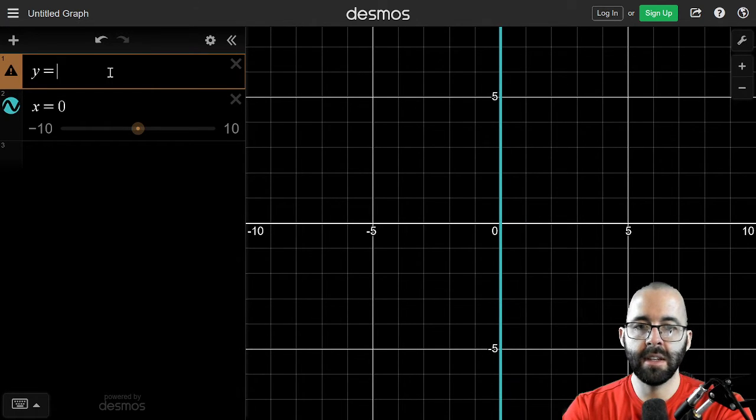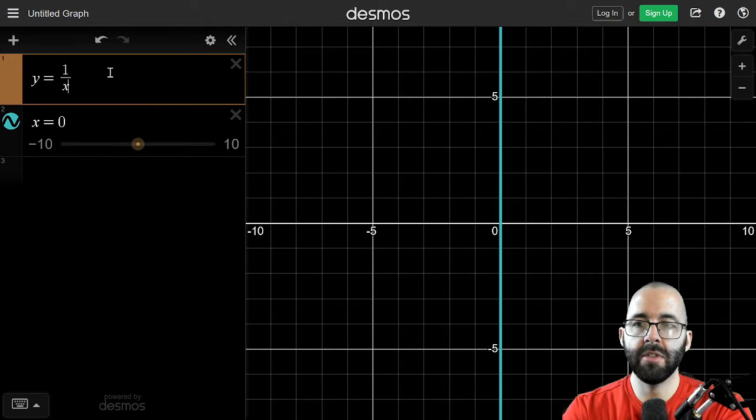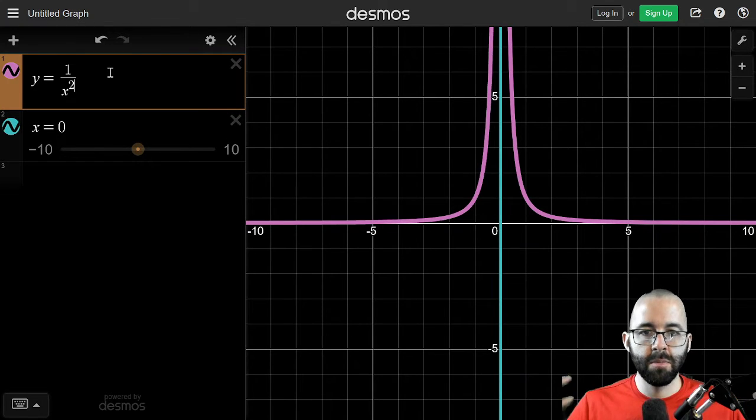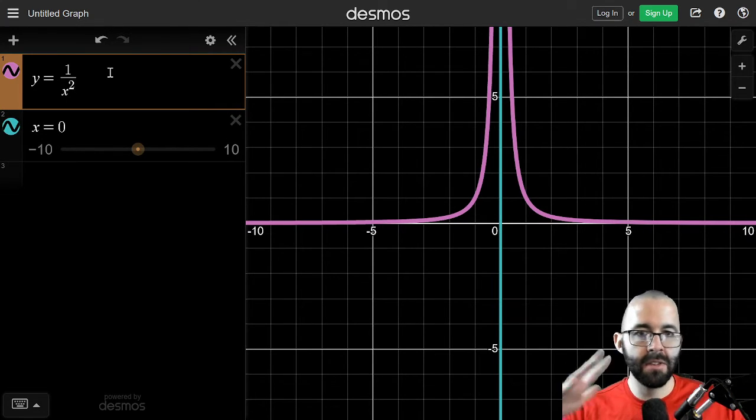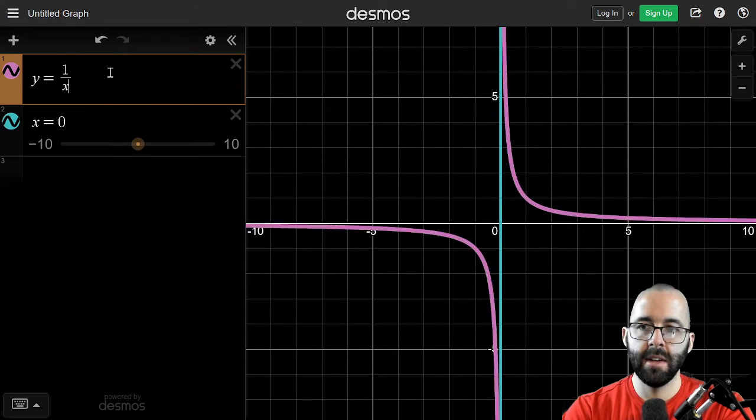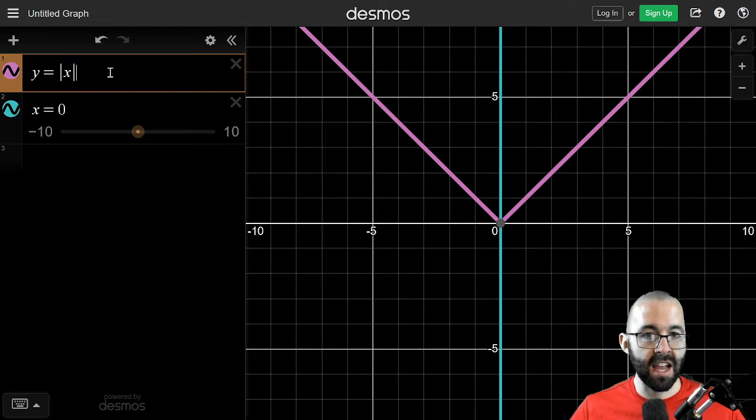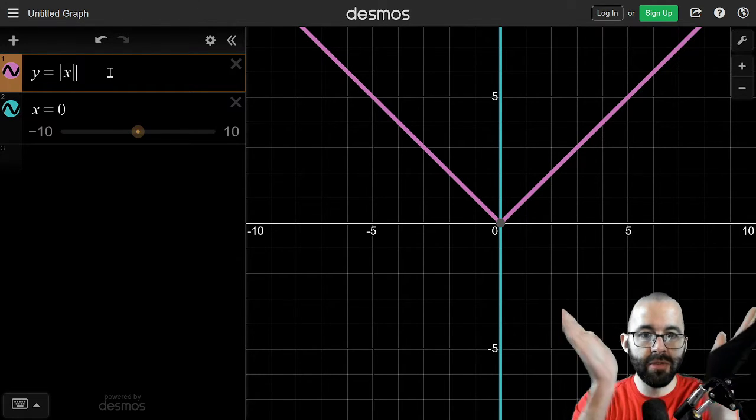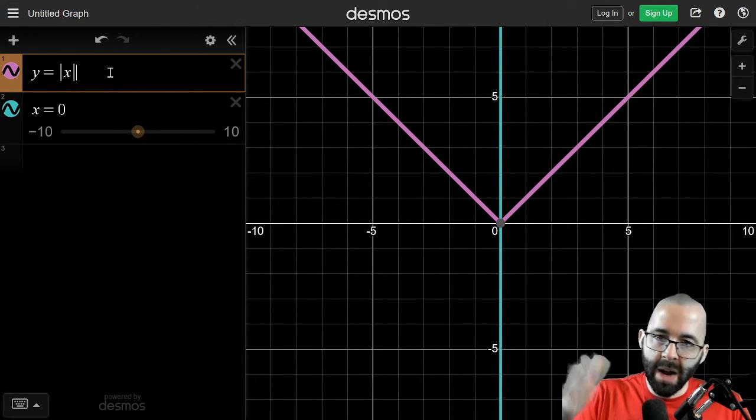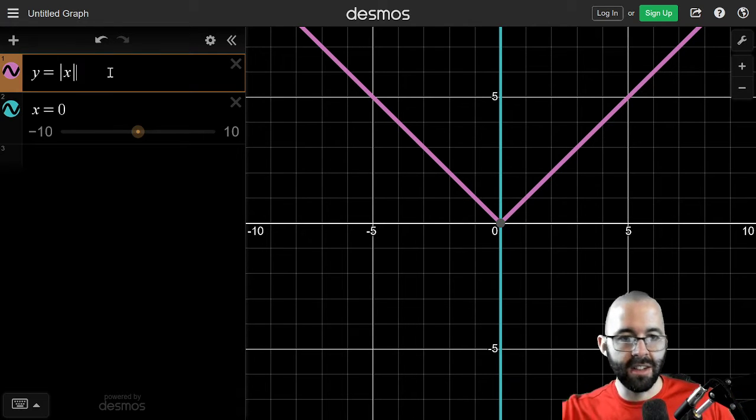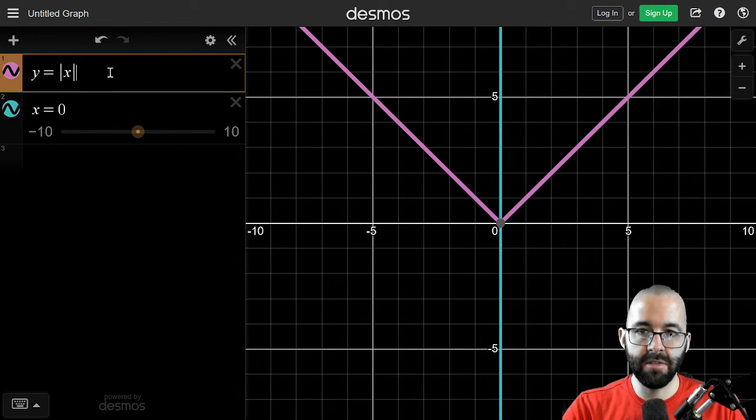Be careful. We could also look at 1 over x squared. The purple graph is the same on either side of the blue line. Absolute value of x. Same on either side, right? It's a reflection. The thing on the right of the blue line is a reflection of the thing on the left of the blue line. These are all even functions.